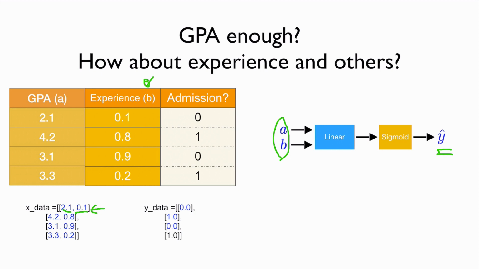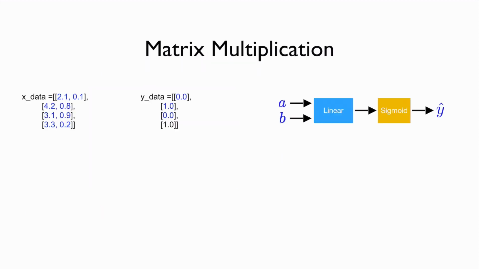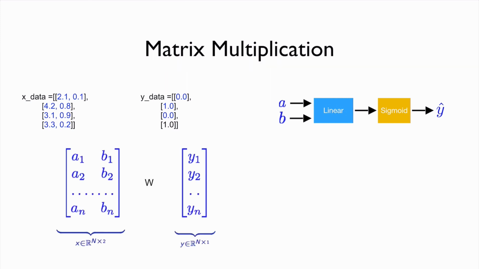So how can I implement this? In order to implement this, we don't have to change our model. We just need to introduce the matrix multiplication concept in our previous models, then everything works fine. In our data set, x data can be expressed as a matrix. Here we have n data, and each data has a and b, two values. So we can express this as an n by 2 matrix, and that's x.